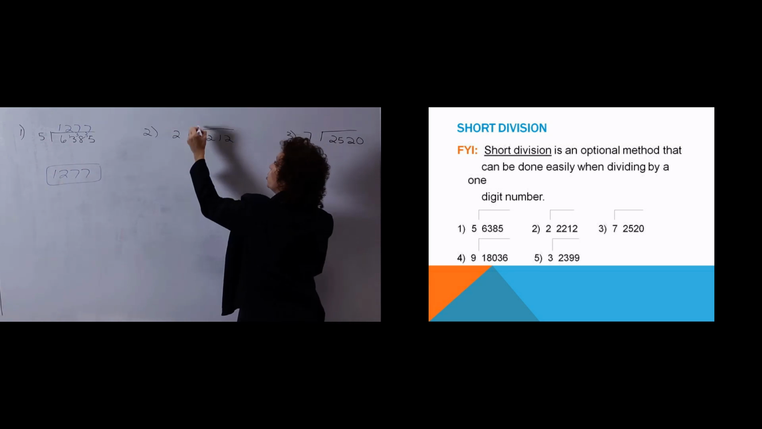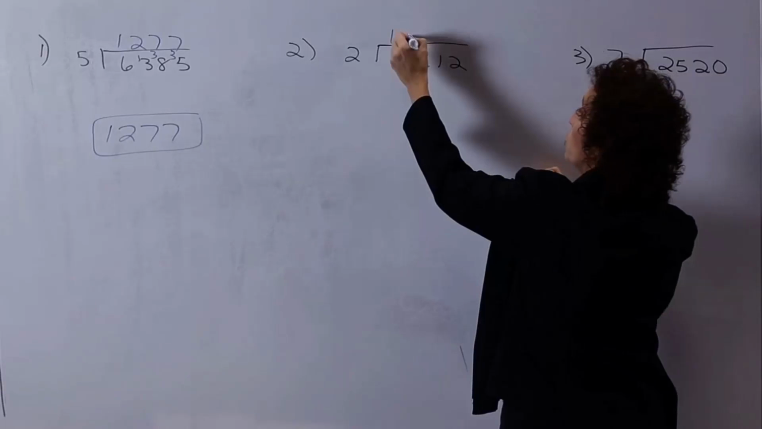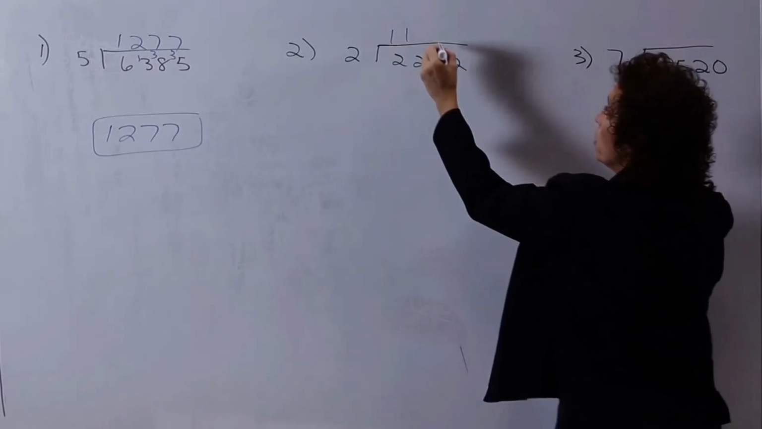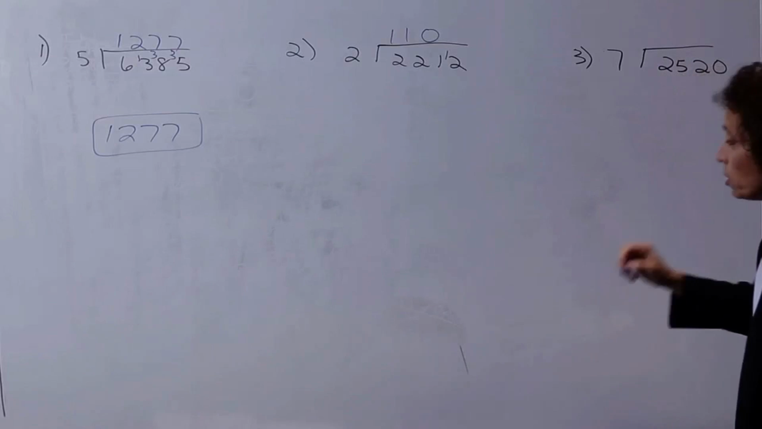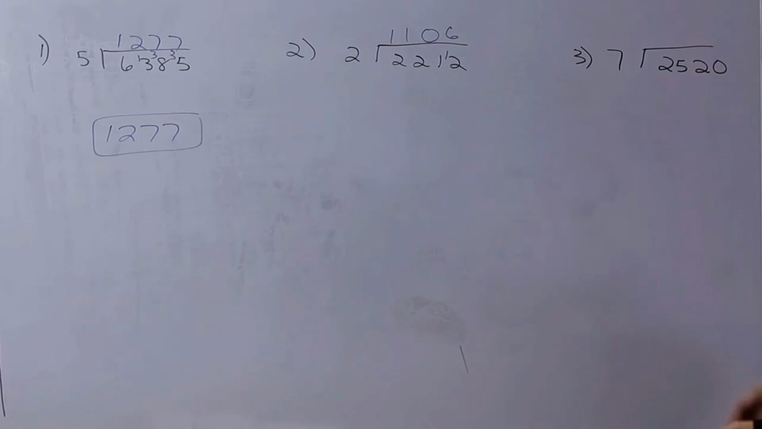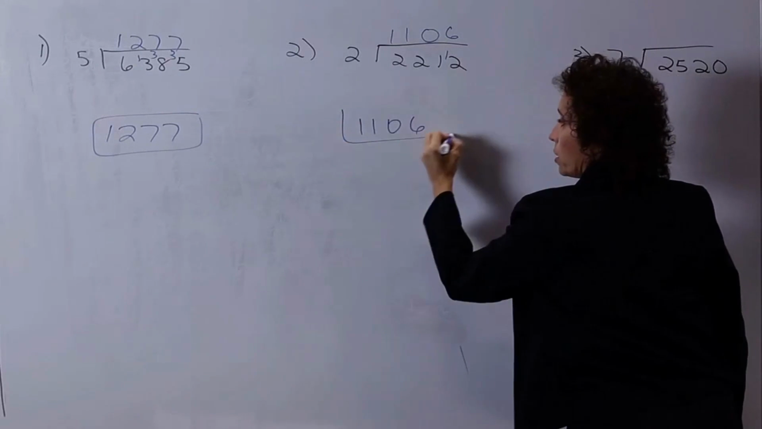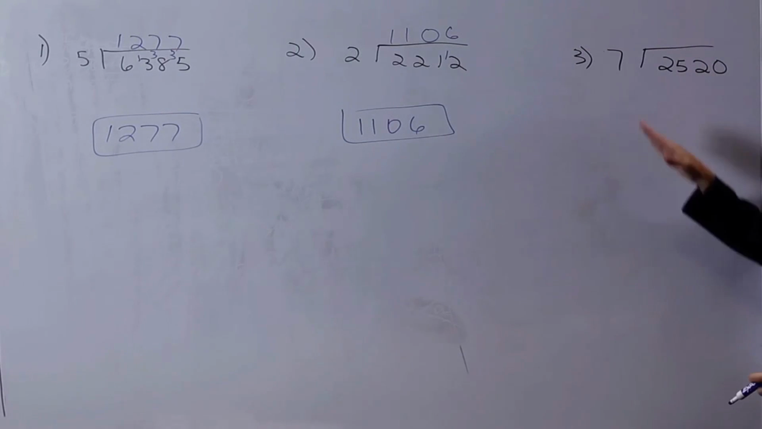2 goes into 2 once. No remainder. 2 goes into 2 once. 2 cannot go into 1, so you put a 0 there, but now you've got to carry that 1. Be careful. 2 goes into 12, 6. So your answer there is 1,106.